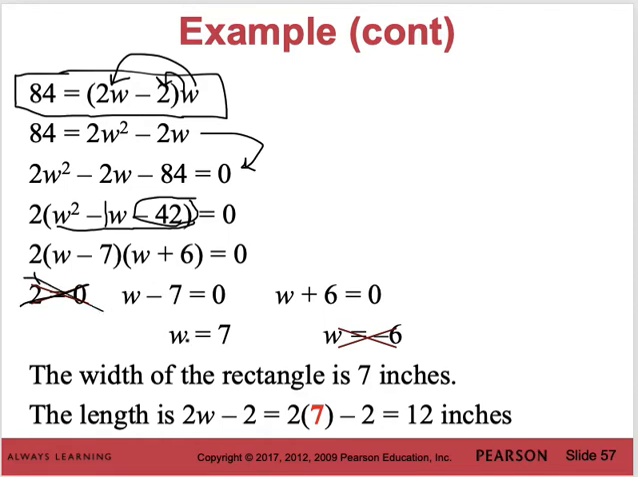But we can solve for W equals 7. We can solve W equals 6. With checking those solutions, the only one that does work is 7. The rectangle has a width of 7 inches.